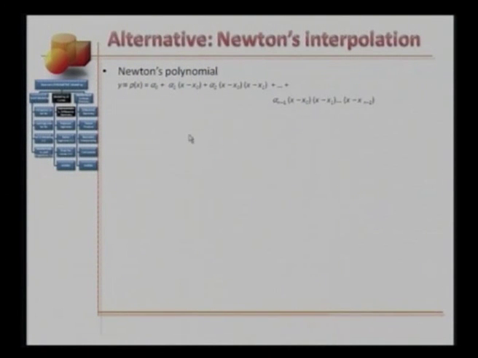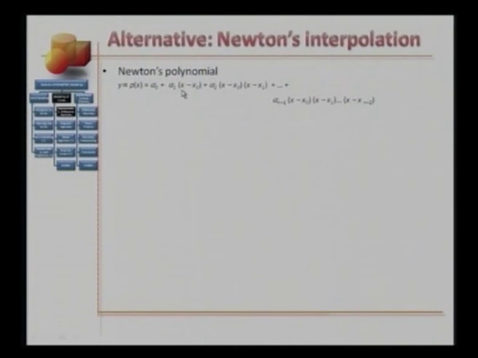Notice that this term is a constant. This is the term of degree 1. This here is a term of degree 2. The next one will be a term of degree 3. And the last one will be a term of degree n minus 1.